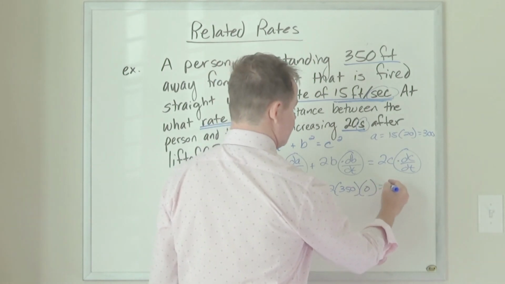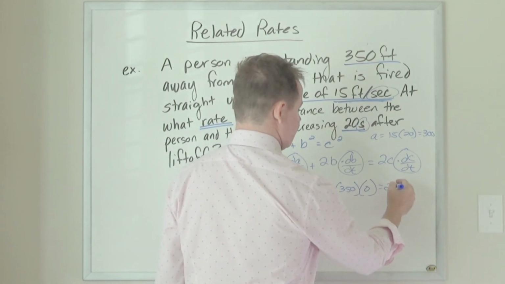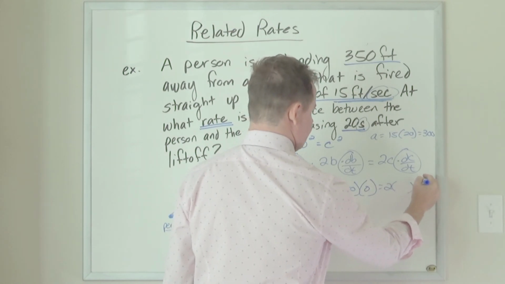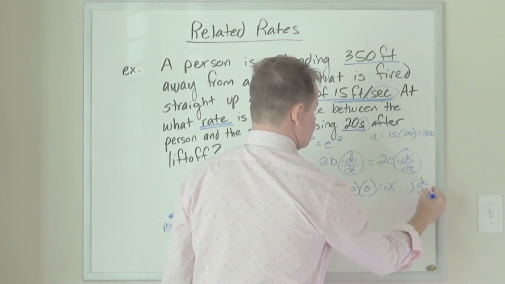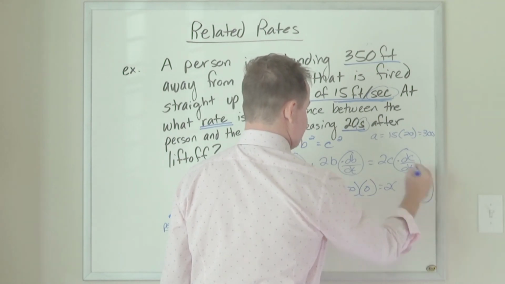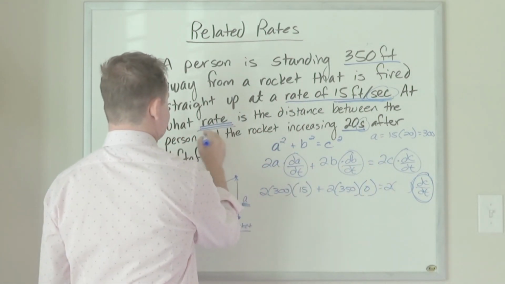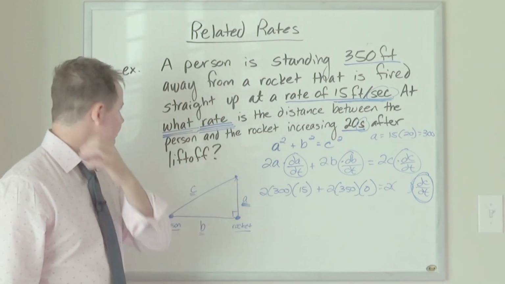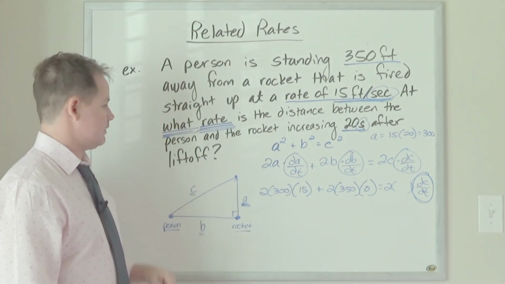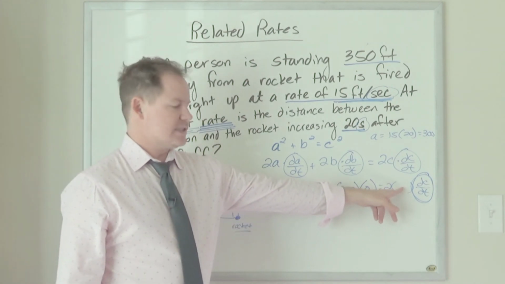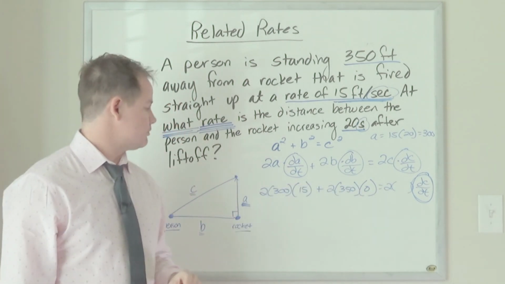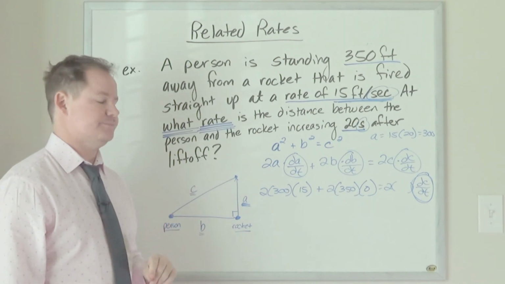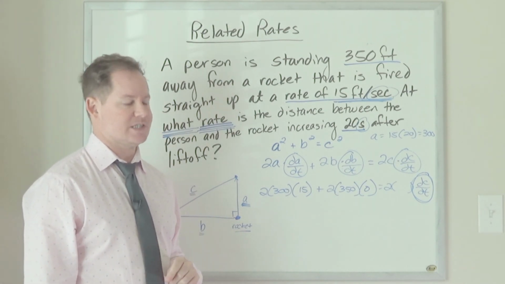And then on the other side, we have 2, and then we have c, and then we have dc/dt. And dc/dt, this is what's being asked for. This is the unknown rate. What rate is the distance between the person and the rocket increasing 20 seconds after liftoff? So that means that c is something that, again, they don't tell us directly how far that is at that point, but they do give us enough information to calculate it.